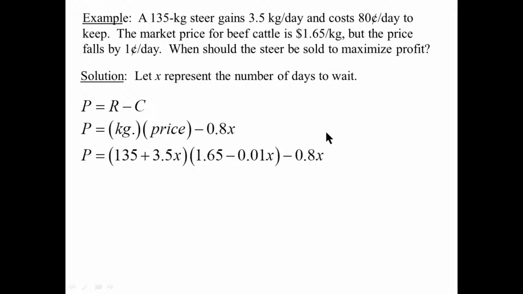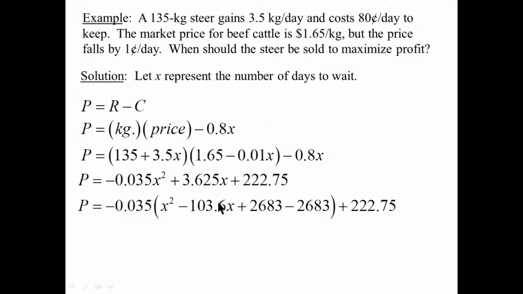We now have an expression for profit, and all we need to do is find the vertex by multiplying it out, collecting like terms. I haven't shown all that, but I suggest that you take a piece of paper and multiply out this expression, collect like terms, and confirm the truth of what I've written here. Factor out the coefficient. Take this coefficient on x, cut it in half, square it, add it, subtract it. That stays out.